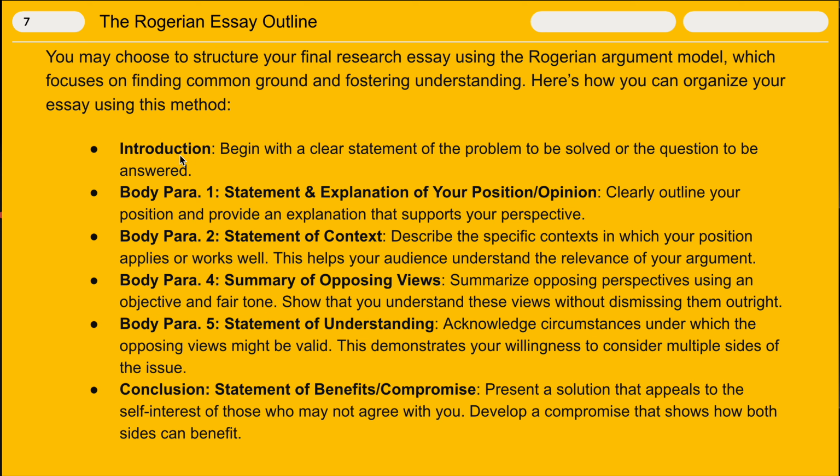So in the intro, you'll state the issue or problem neutrally. You'll state your position. So explain your viewpoint, but don't attack the other side. Then you'll provide the context. So this is where you show where your position works well. Then you will go over the opposing views. So you'll fairly summarize the other side without attacking it per se. Then you'll do a paragraph on the shared understanding. So you'll show respect for those views, even if you disagree. And then your conclusion will end with a proposal that benefits both sides or acknowledges some sort of middle ground.